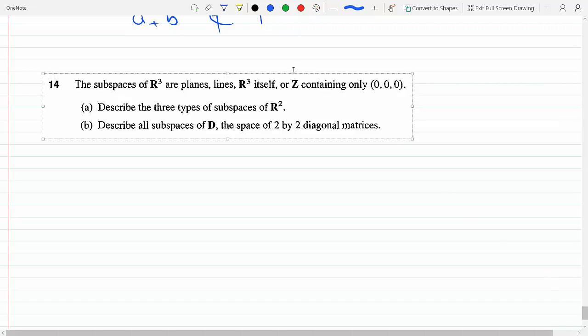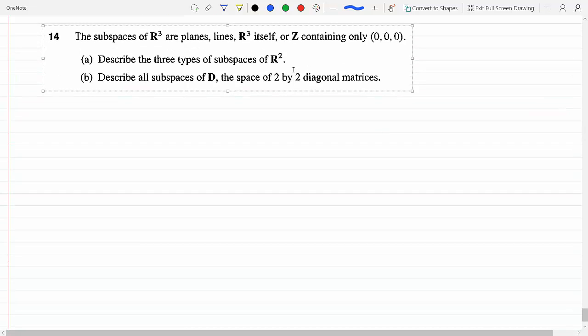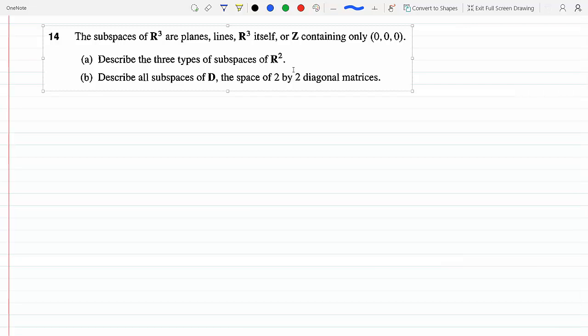The subspaces of R3 are planes. R3 itself is a plane. So the subspace of R3 is itself. R3 itself is the subspace of R3. Of course, lines, because any line is in the plane.